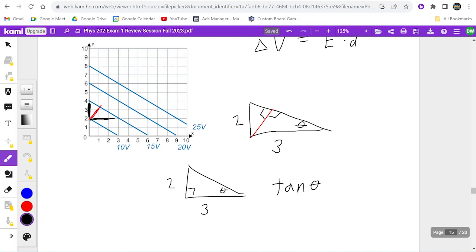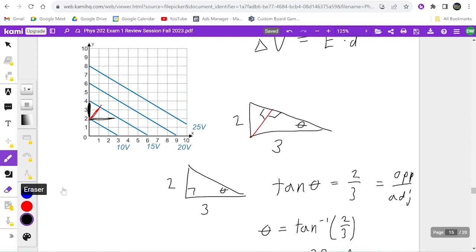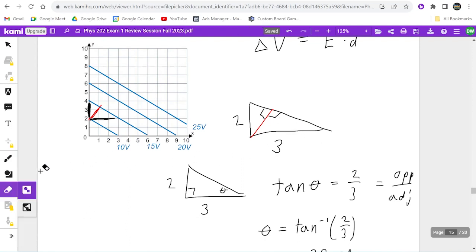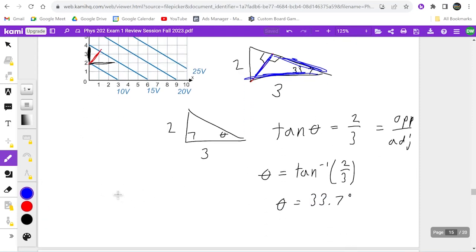The tangent of theta equals 2/3 because it's opposite over adjacent. And then if you want to find theta, theta is going to be the arctangent of 2/3. And luckily we have our calculator, so I get theta equals 33.7 degrees. And once you know that theta is 33.7 degrees, you can then plug it back in this triangle here. That's 33.7. And now you can just focus on this triangle right here, which I will now zoom in because it's too small.